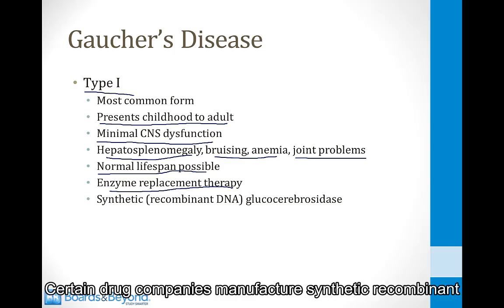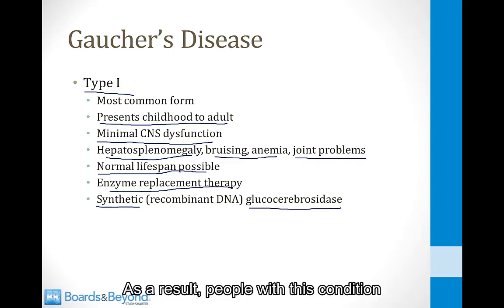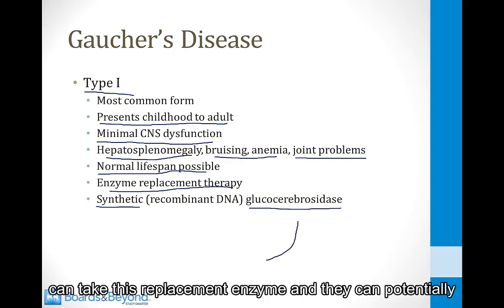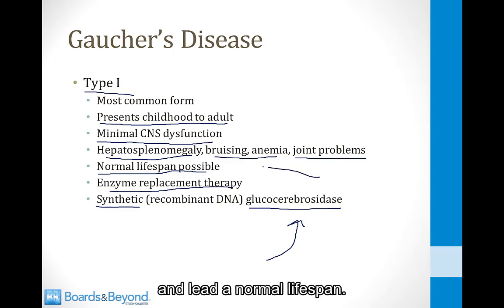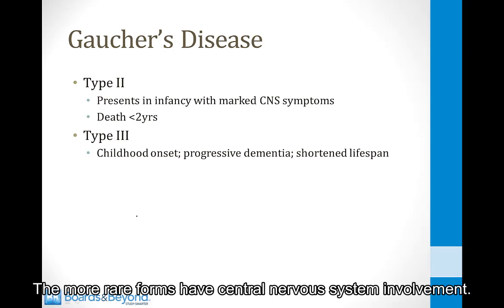Certain drug companies manufacture synthetic recombinant DNA versions of the missing enzyme glucocerebrosidase. As a result, people with this condition can take this replacement enzyme and they can potentially have relief from many of the symptoms and lead a normal lifespan. The more rare forms have central nervous system involvement.